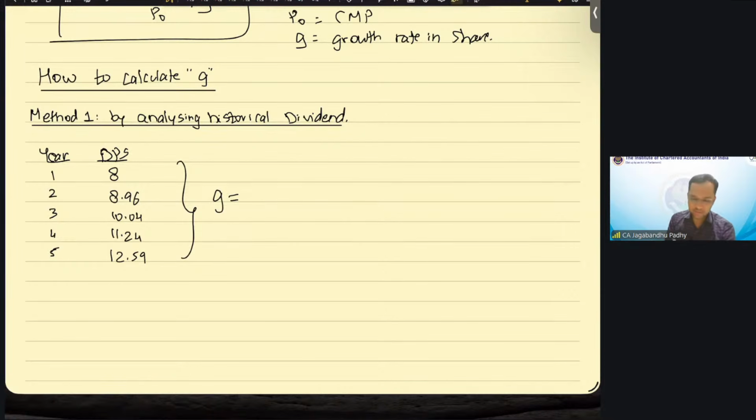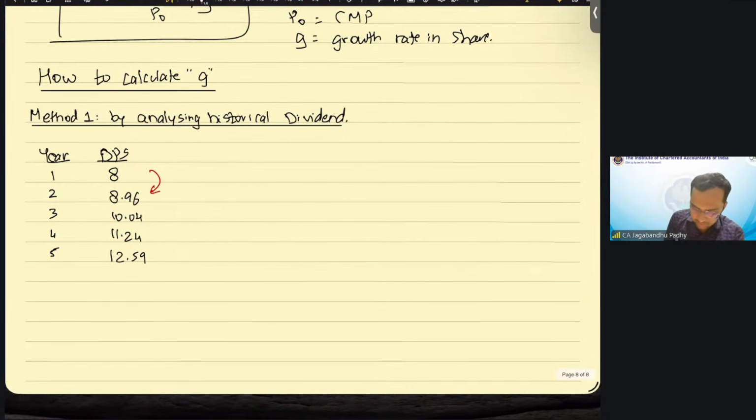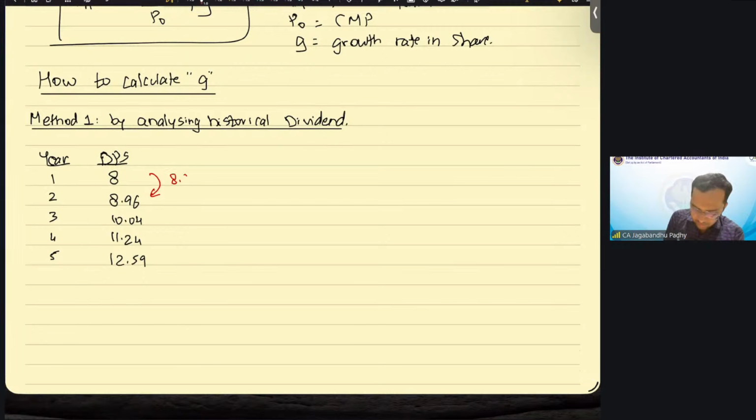Of course, we can say 8 has become 8.96. So 8.96 minus 8 divided by 8 gives us what? 12% growth. Here also you will see the same 12% growth, and here also the same 12%. So there is a consistent growth rate happening, and therefore we say the growth rate is 12%. This is by mere observation. Now let me give you another way.